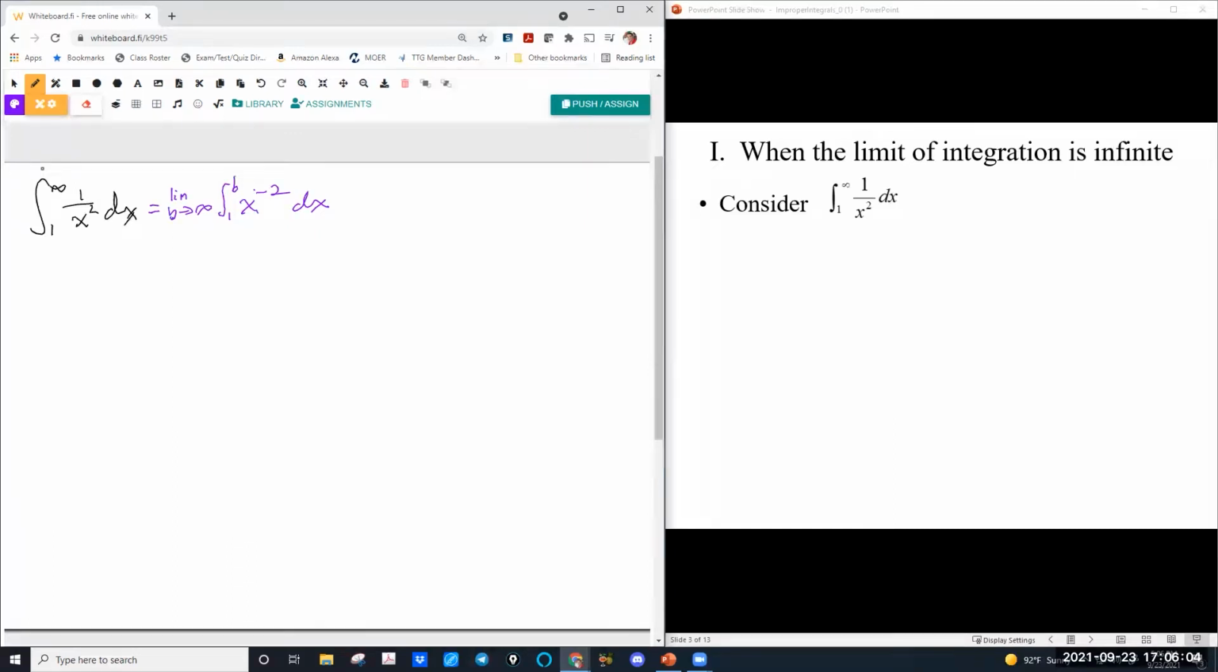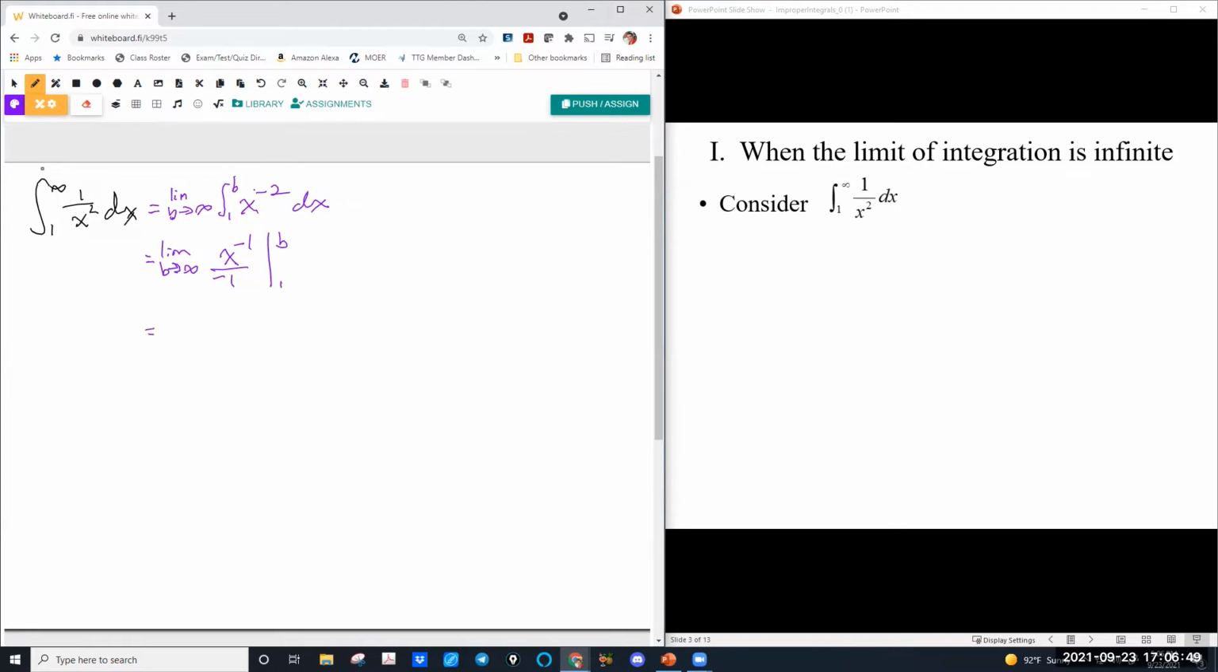The reason we do this is that this part right here is just a definite integral. So we're not going to worry about the limit for right now, limit as b goes to infinity. We're just going to focus on this. We go into fundamental theorem mode, which is take the antiderivative. The antiderivative of x to the negative 2: increase the exponent by 1, divide by the new exponent, from 1 to b.